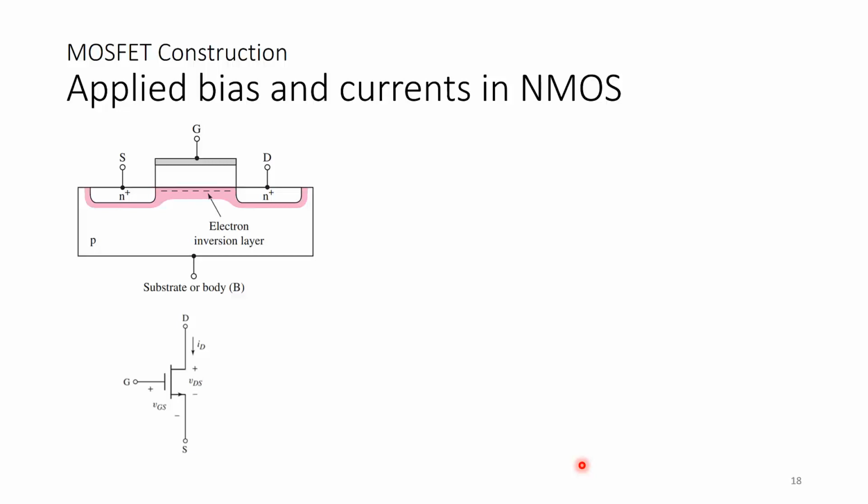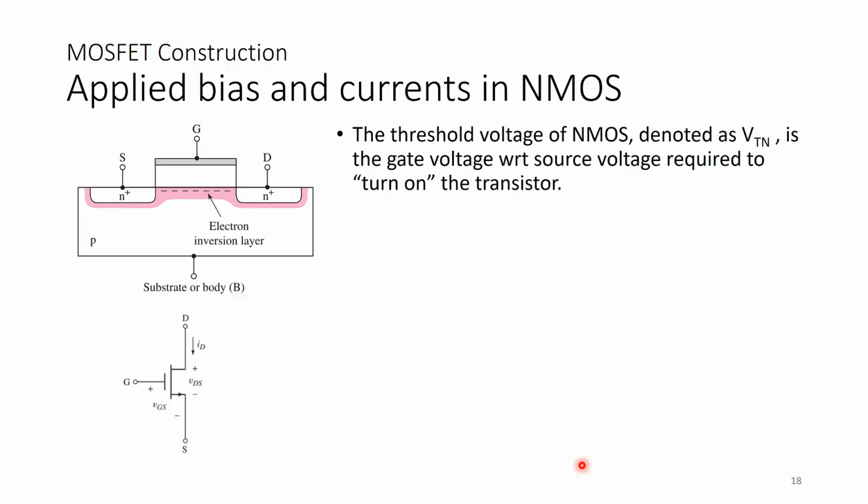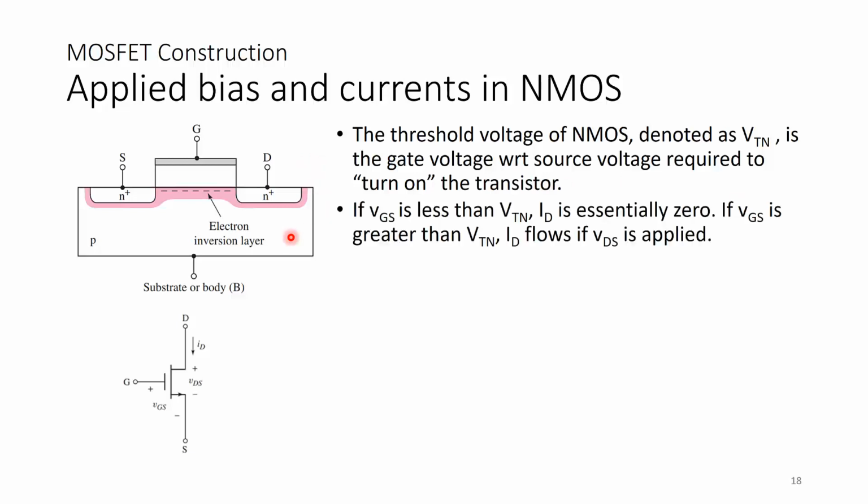So now let's have a look at, again, before we leave, applied bias and currents in NMOS. So the threshold voltage of NMOS, denoted as VTN, is the gate voltage with respect to source voltage required to turn on the transistor. Okay, if VGS is less than VTN, ID is essentially 0, and if VGS is greater than VTN, ID flows if VDS is applied.